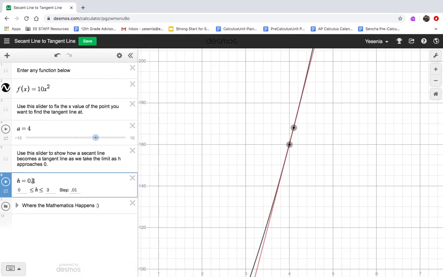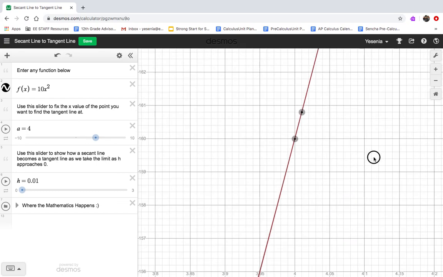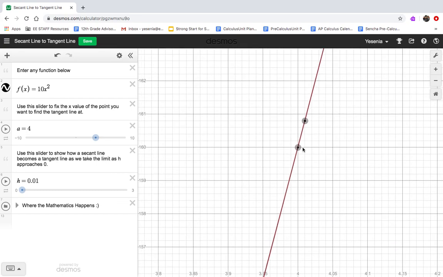And then later on, in the calculations, we went to making h 0.01. When h is 0.01, the points look closer and closer. Again, they look virtually on top of each other, but they're not. They're just really, really close. And again, we have this horizontal distance. It's 0.01. It's very tiny.